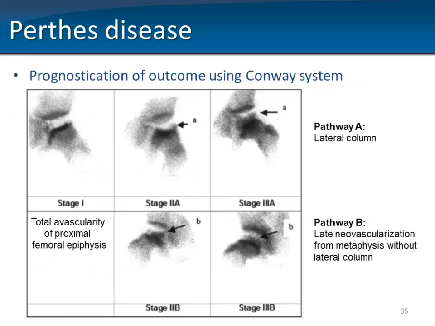So this is the famous Conway system. Stage 1, you have a total avascularity of the femoral epiphysis, and then things can go both ways. You either develop pathway A, which shows revascularization starting from the lateral column and moving medially. This is a good prognosis. Or you go pathway B, where revascularization starts from the medial part, and this is associated with a less favorable outcome.